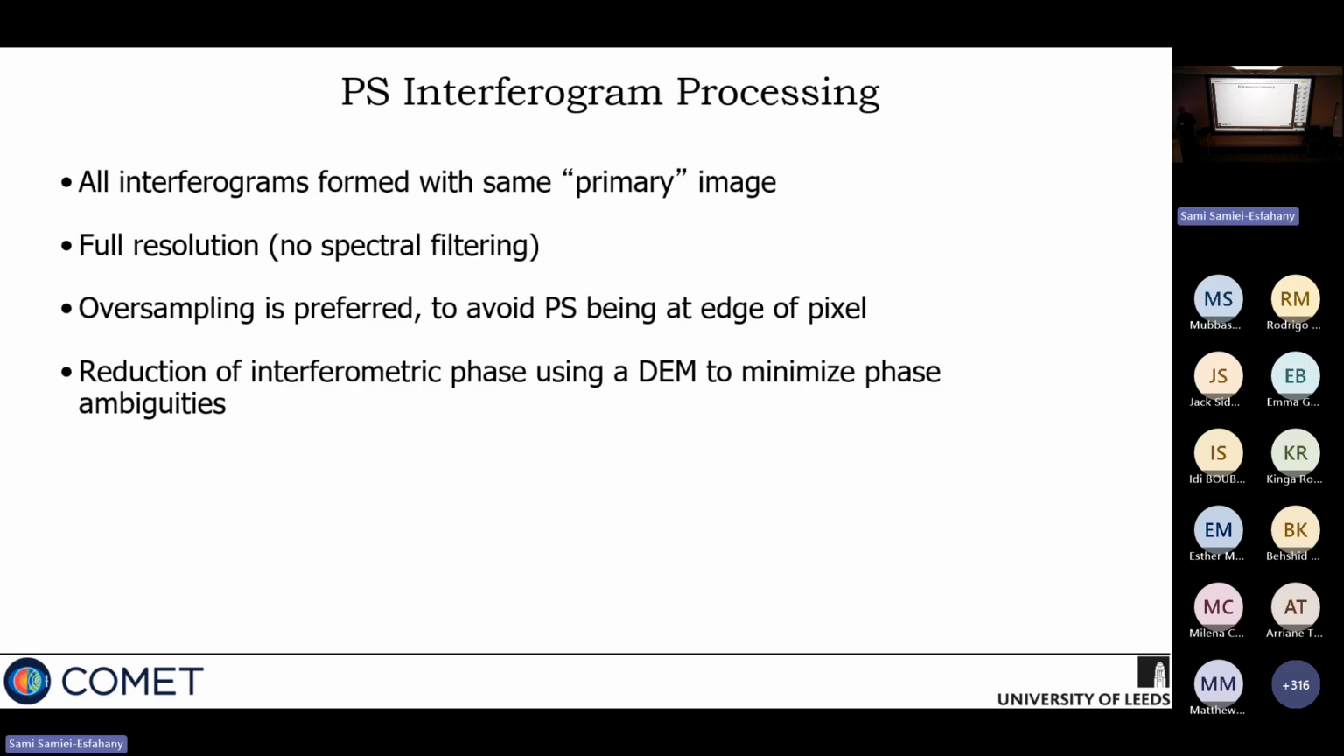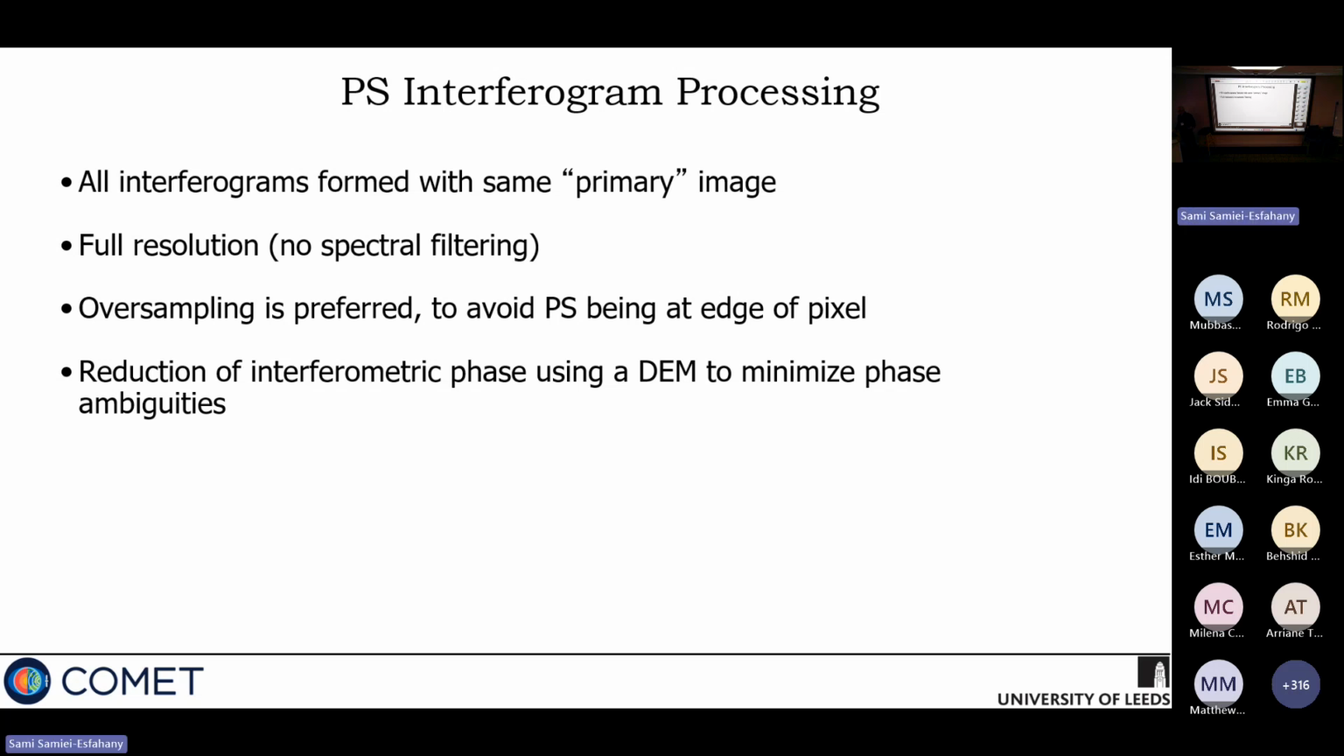Okay, so those are the pixels we're after. How do we find them? So the first step is just interferometry, right? You have to make some interferograms, and for the persistent scatterers, you make all of these with respect to a single primary image.